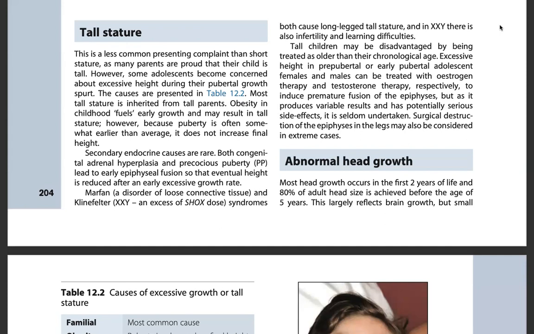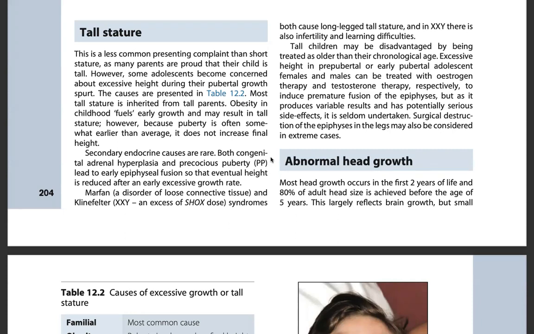However, because puberty is often somewhat earlier than average, it does not increase final height. Secondary endocrine causes are rare. Both congenital adrenal hyperplasia and precocious puberty lead to early epiphyseal fusion, so that eventual height is reduced after an early excessive growth rate.